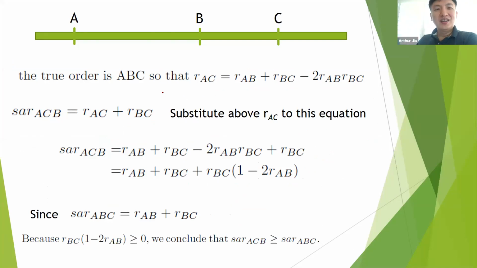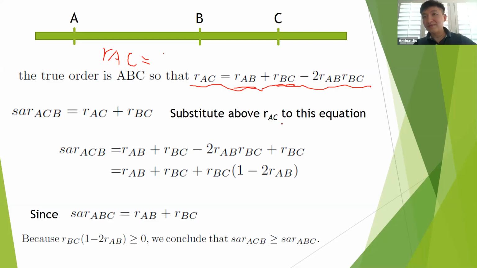All right. In the first chapter, we learned how to calculate the recombination frequency between A and C using the recombination frequency between A and B and B and C. Do you still remember this formula? This is correct, right? But this is totally irrelevant to this. This is a new definition now. So what is this definition?